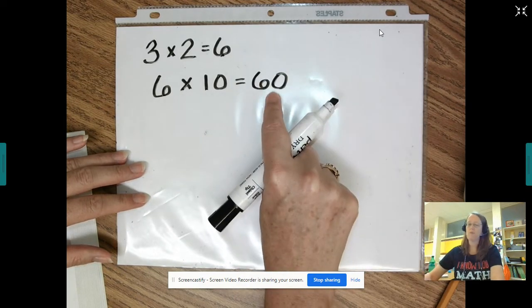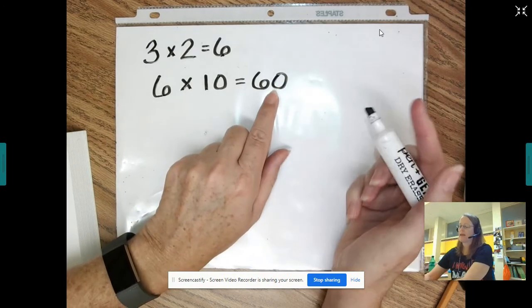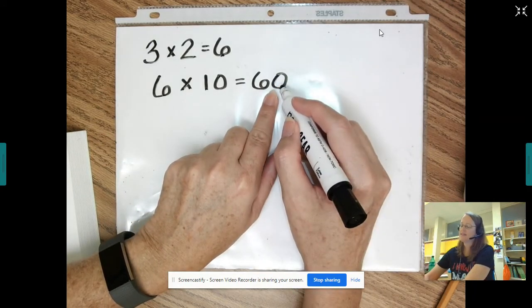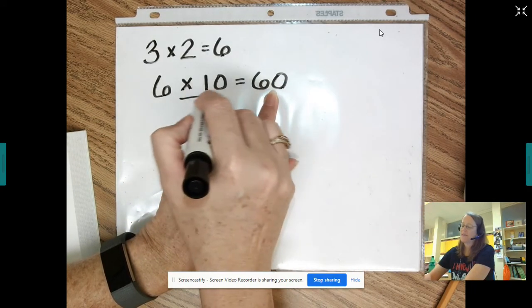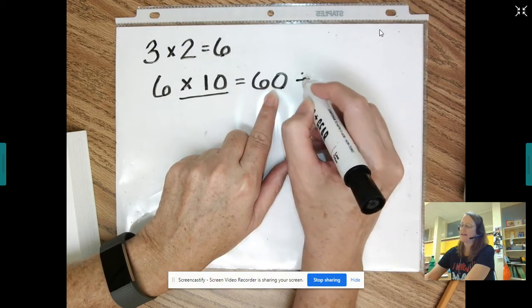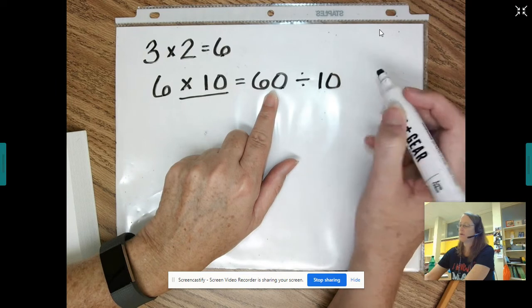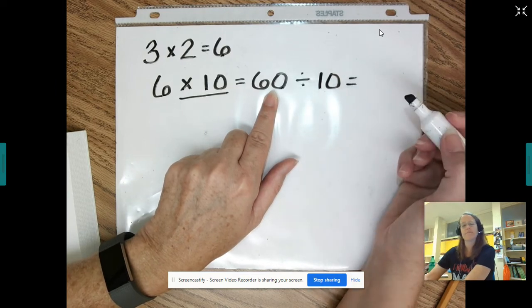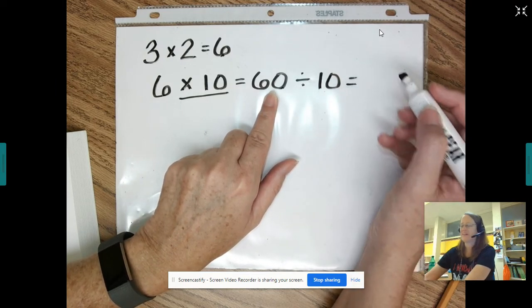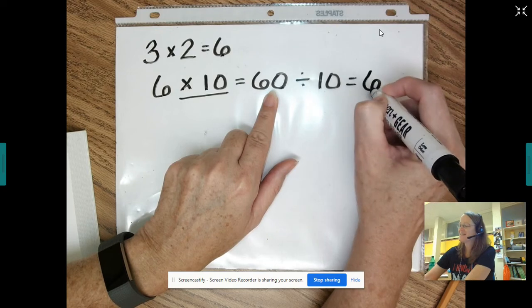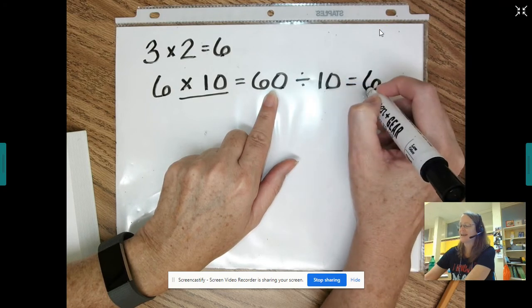Well, I wonder what would happen if I took 60 and I divided 60 by 10. I wonder what that would give me. Yeah, 60 divided by 10 is 6.